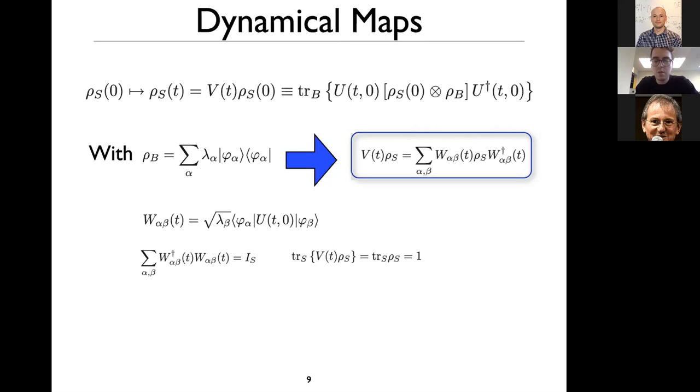You can see from the properties of this operator W that if we take the trace of V acting on rho S, you can show, using the cyclic property of the trace, that this is just equal to the trace of our reduced density matrix at time t equals 0, which by construction is equal to 1. So when we evolve a state under this dynamical map, it preserves the trace of our reduced density matrix.